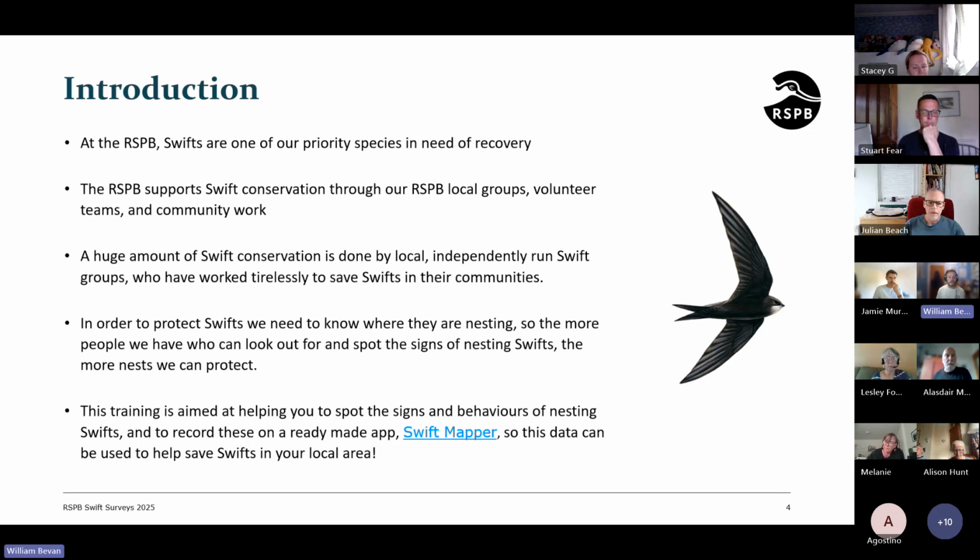So really this training is aimed at helping you to spot the signs and behaviours of nesting swifts, and also to record these on Swift Mapper, which is this ready-made app. You can get it on your phones, or you can get it online on a computer, and you can put your records on there. And this data is really, really valuable because it helps local conservation groups or volunteer teams, or whoever's doing swift conservation in the area. It helps them to target their conservation work. And if we don't know where they are, we can't protect them. So this data is really, really valuable.